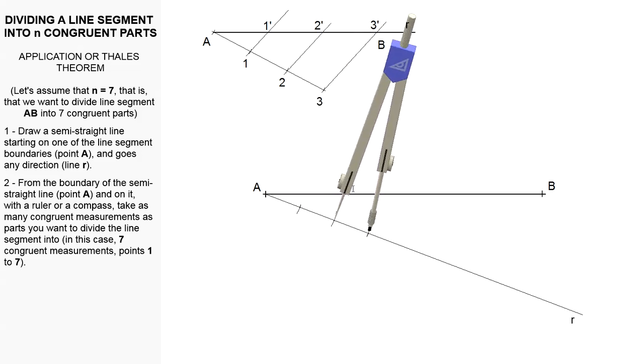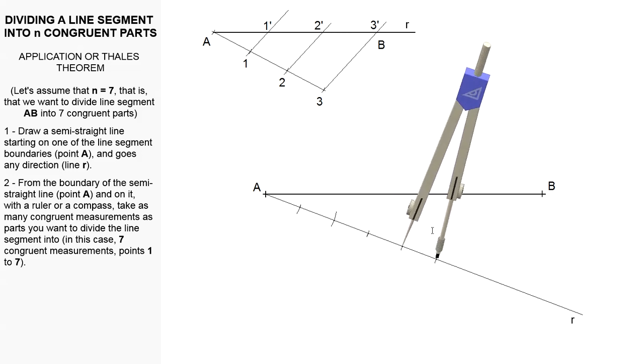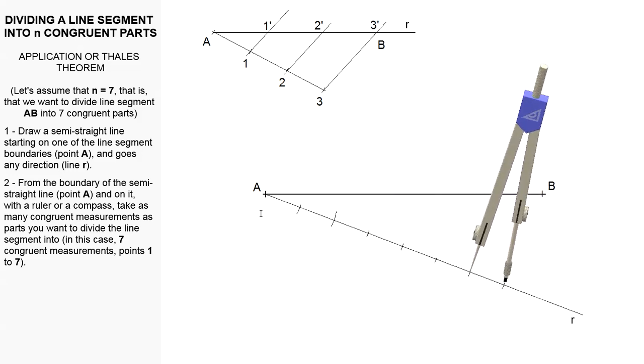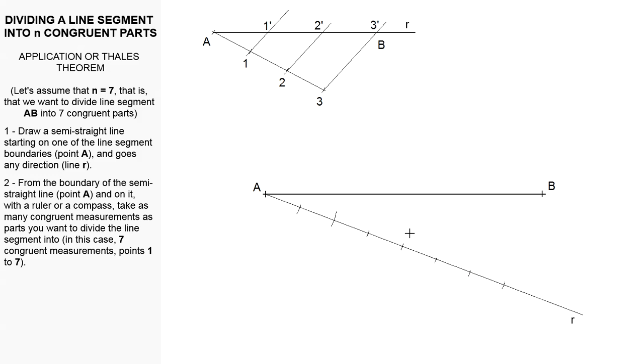In this case, since we are going to divide it into 7 congruent parts, we draw 7 line segments, the same measurement, the one we want. This measurement can be done with a compass or with a ruler, as long as it is always the same, no matter how long, 1 centimeter, 2 centimeters. So we have already marked 7 congruent line segments on this auxiliary semi-straight line R.